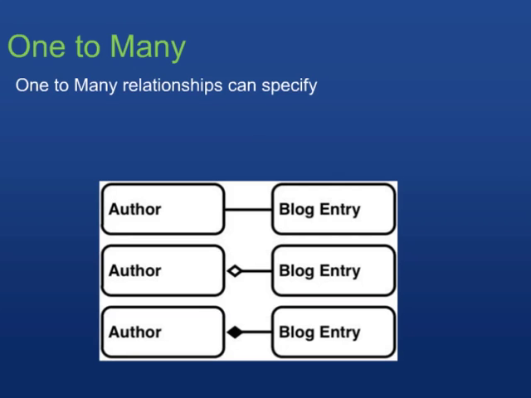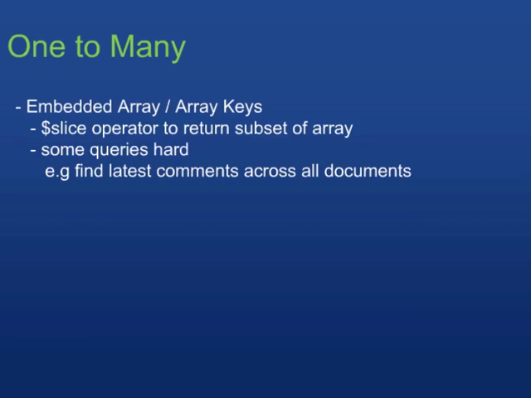Another common data pattern that we tend to model is one-to-many relationships. And there's not necessarily a hard and fast rule about exactly how to model these types of relationships. One-to-many relationships might specify a weak association, it might specify a composition or an aggregation, and so depending on the semantics and ownership of these relationships, there's different ways you might want to model it. Right? So one way to model one-to-many relationships is to use an embedded array or array keys.